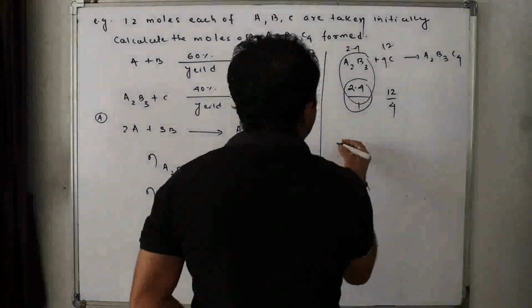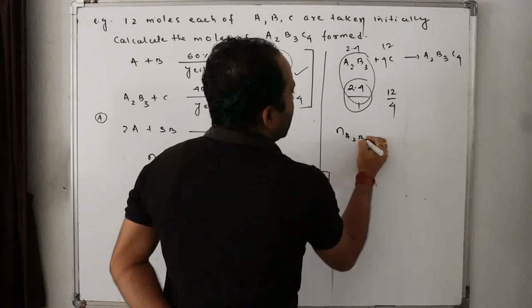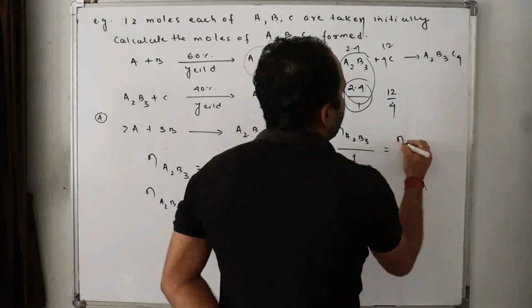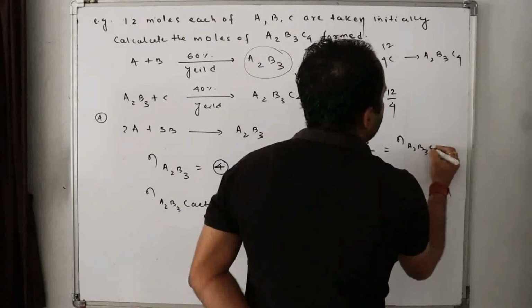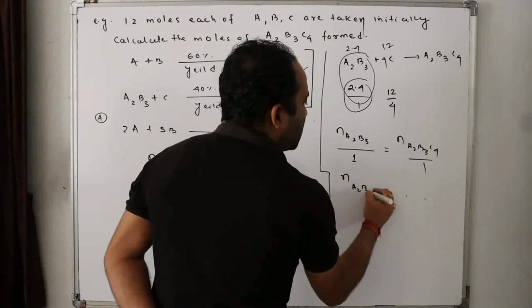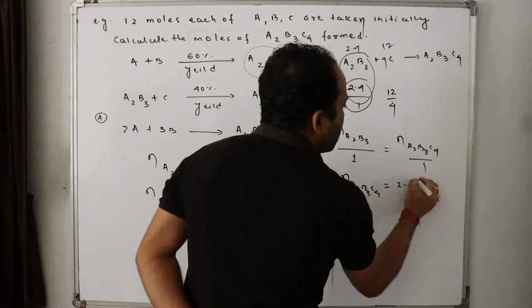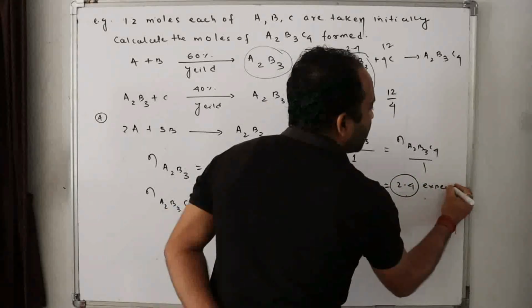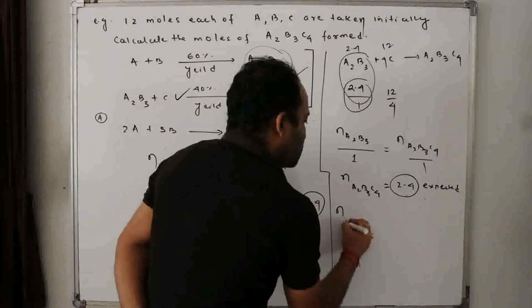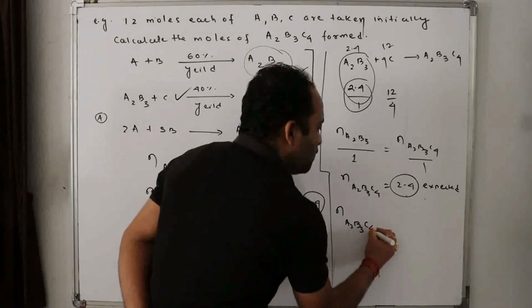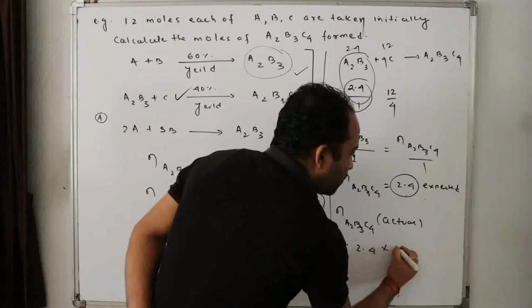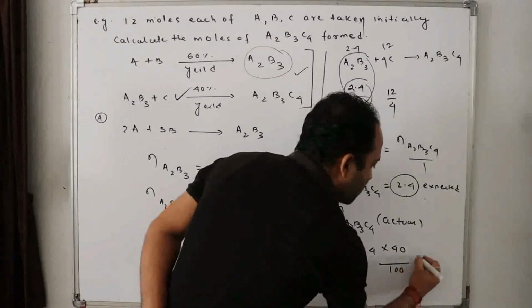Now how can I calculate by mole analysis? Number of moles of A2B3 by 1 is equal to number of moles of A2B3C4 by 1. It means number of moles of A2B3C4 should be equal to 2.4. This is expected. But in the question they have given 40%. That means number of moles of A2B3C4 actual is how much? 2.4, 40%. Can you calculate it?